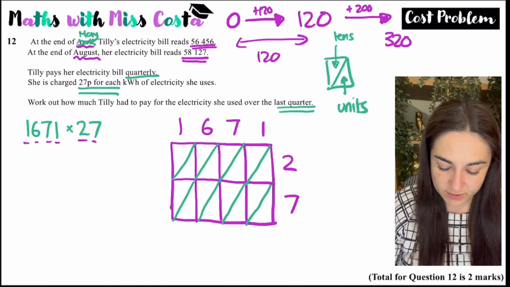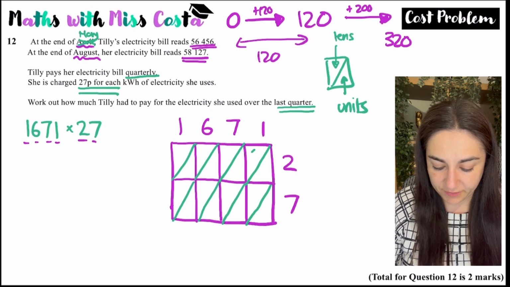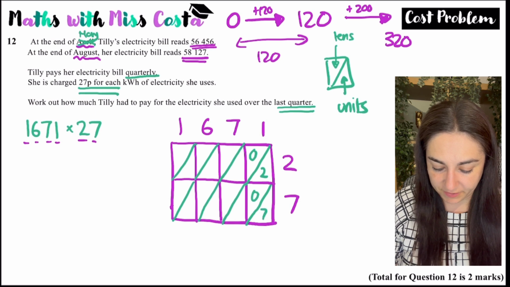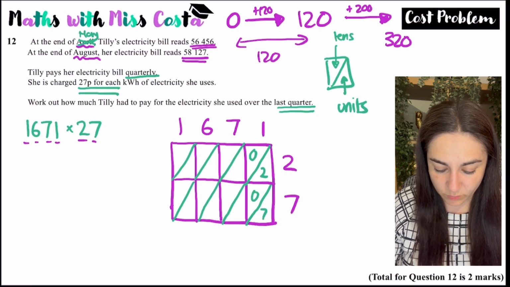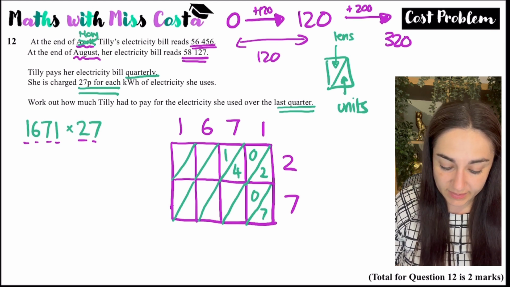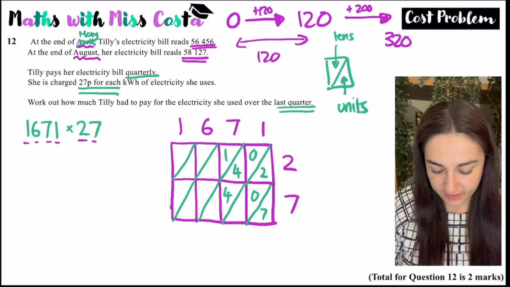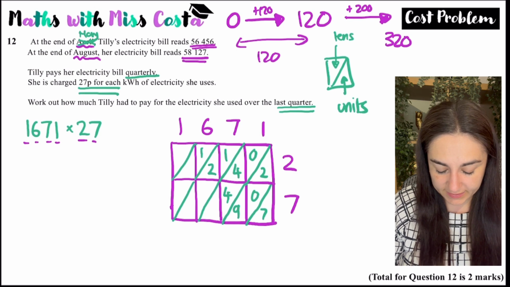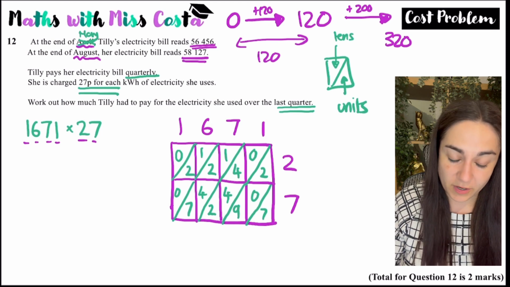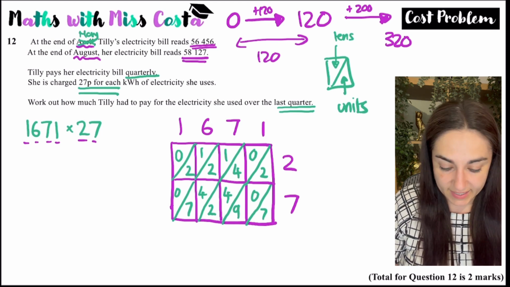So for example, 1 times 2 is 2. So that's 0 tens and 2 units. 1 times 7 is 7. So that's going to be 0, 7. 7 times 2 is 14. So I'm going to write 1, 4. I'm basically just splitting the number up into 2. 7 times 7 is 49. 6 times 2 is 12, 6 times 7 is 42, 1 times 2 is 2, and 1 times 7 is 7. The reason this method is nicer is because you're only ever multiplying single digits, and then you just add everything.